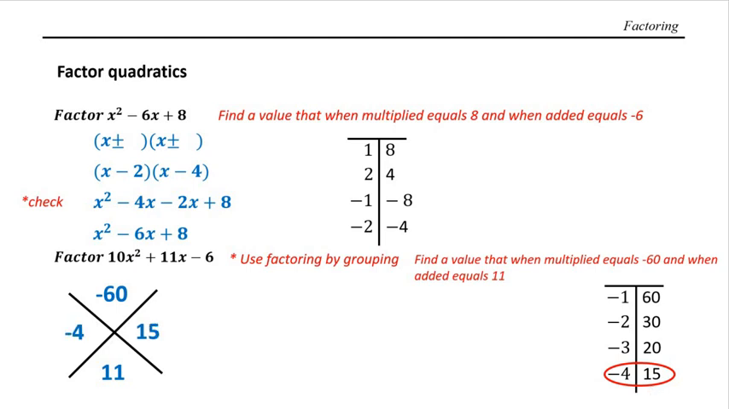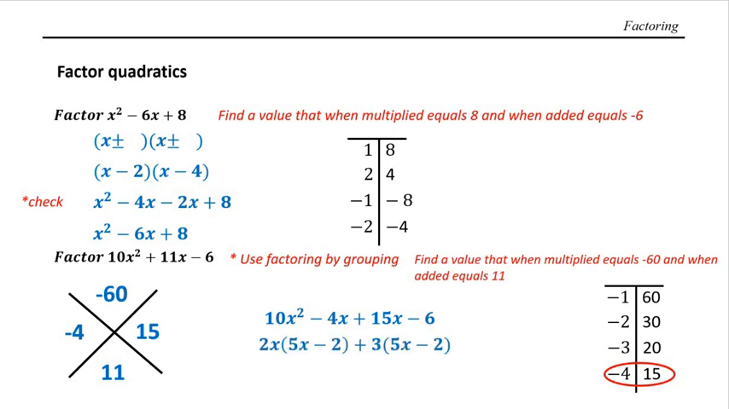So now we are going to rewrite our equation by replacing 11x with -4x and positive 15x. So that would look like this. We would have 10x squared minus 4x plus 15x minus 6. And now you can see how that is useful, because we can now factor by grouping because we have 4 terms. And we can recognize that -4x and plus 15x is equivalent to 11x. So we didn't change the equation, we just made it easier to factor.